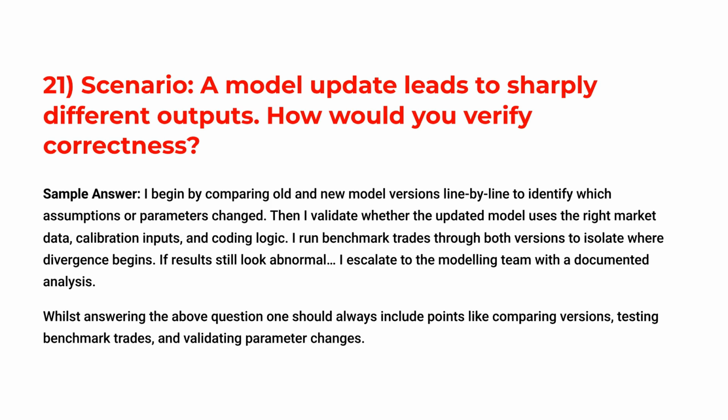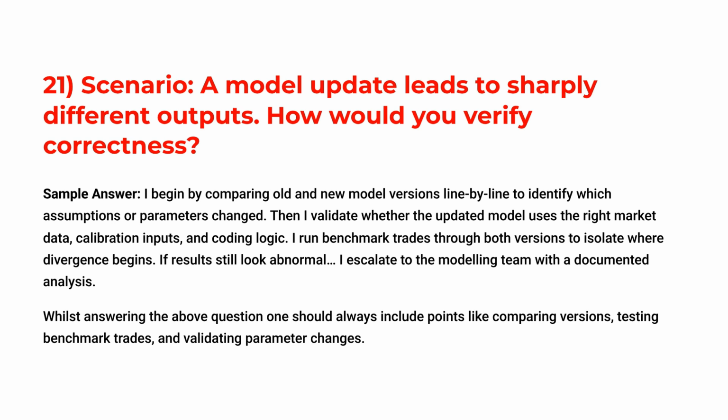Sample answer. I begin by comparing old and new model versions line by line to identify which assumptions or parameters changed. Then, I validate whether the updated model uses the right market data, calibration inputs, and coding logic. I run benchmark trades through both versions to isolate where divergence begins. If results still look abnormal, I escalate to the modeling team with a documented analysis. While answering the above question, one should always include points like comparing versions, testing benchmark trades, and validating parameter changes.